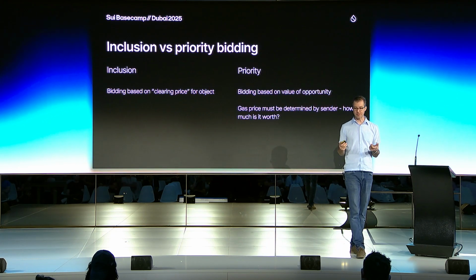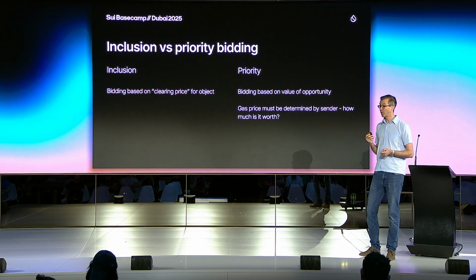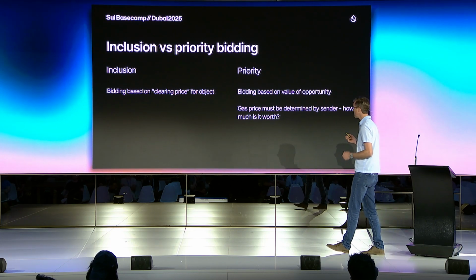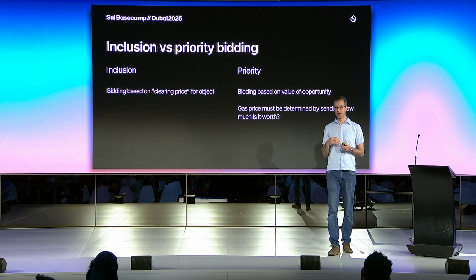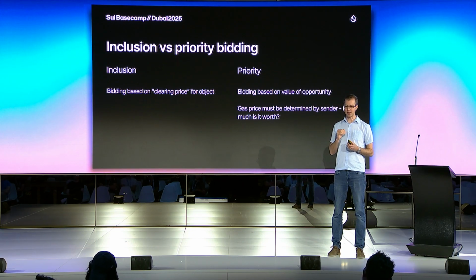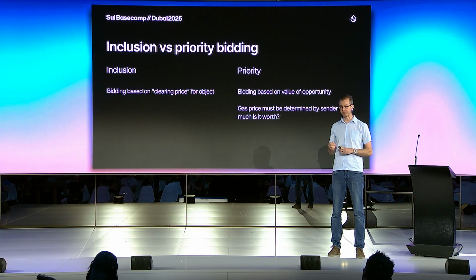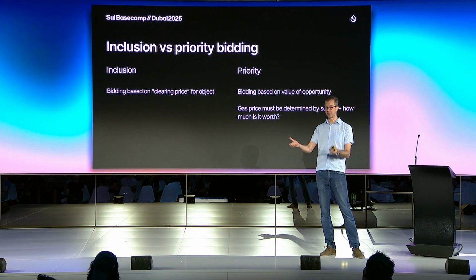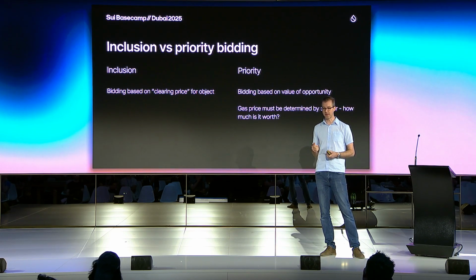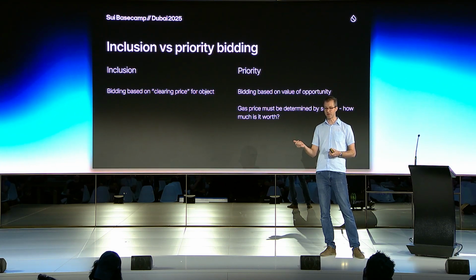So how do you bid in these two different cases? For inclusion bidding, what you really need to know is what is the clearing price of the object. Like for a given object, at what price level will I actually be scheduled instead of canceled? For priority bidding, it's very different. Typically in these cases, there is a profit opportunity on chain, and so what you are bidding is the value of the opportunity.